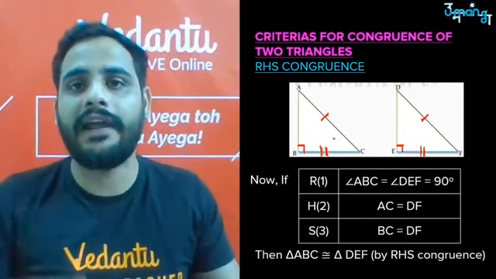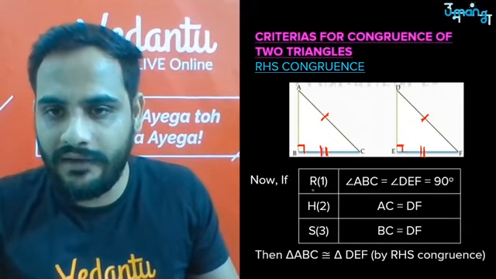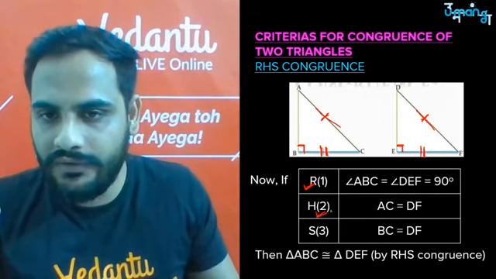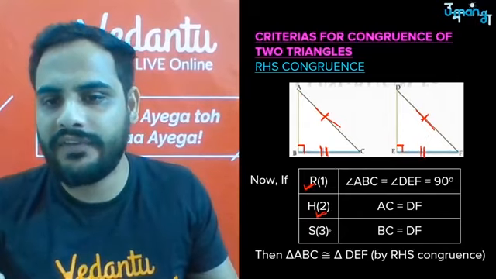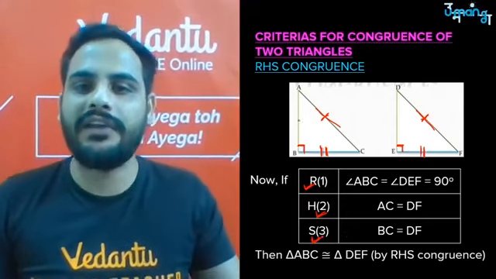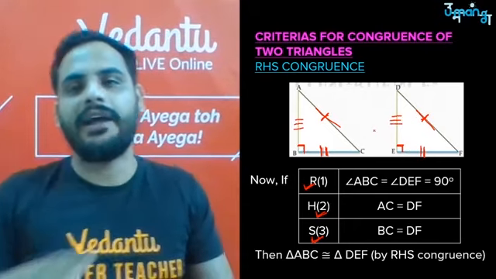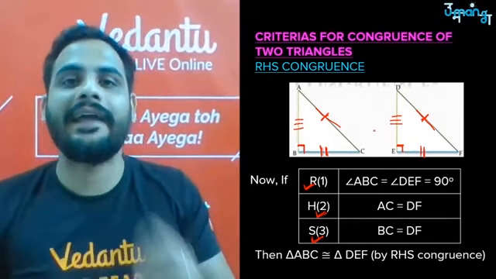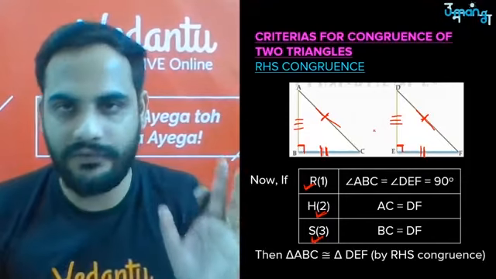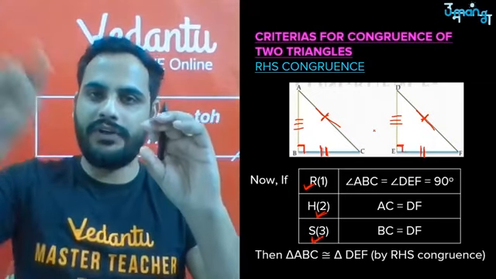So this rule is called the right angle hypotenuse side rule. That means in a triangle, first thing, both should be right angle triangles, so this is your right angle. The hypotenuse of both the triangles should be equal, and then any of the sides should be equal. So if it is true, they will definitely be congruent. As you can see, the third side will also be equal. This is only true for right angle triangles. For any other triangle this is not feasible, this does not work. Only for a right angle triangle you can use this right angle hypotenuse side rule.